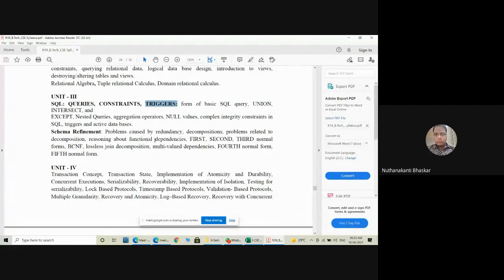Along with the laboratory, we can learn it because it is there in the laboratory experiments. Three experiments out of that, one is triggers. Is it okay?